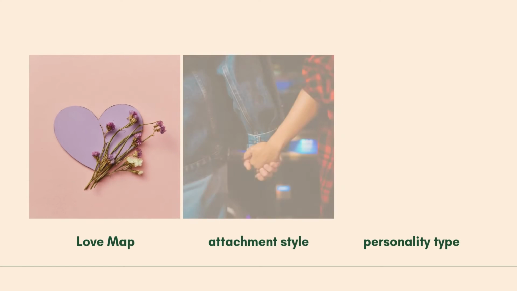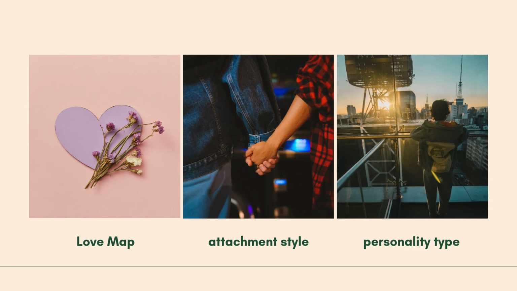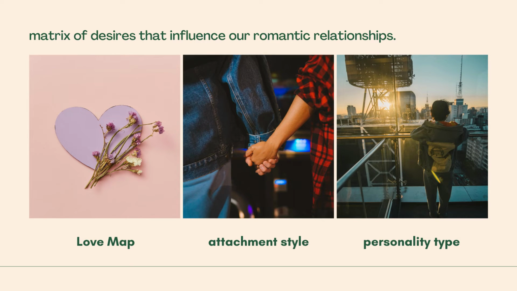Together, these factors, our love map, attachment style, and personality type, combine to create a complex matrix of desires that influence our romantic relationships. Understanding these dynamics can help us better navigate our own romantic lives. It sheds light on why we might be drawn to certain types of people, why some relationships flourish while others fail, and how we can work to improve our connections with others.